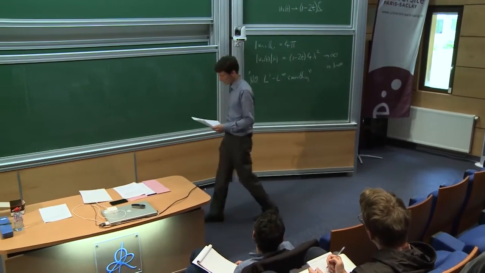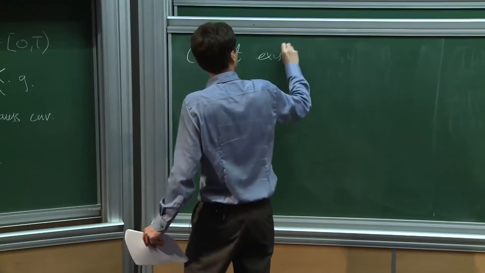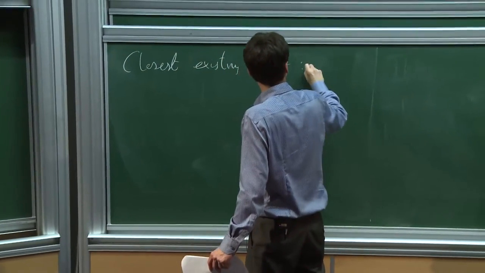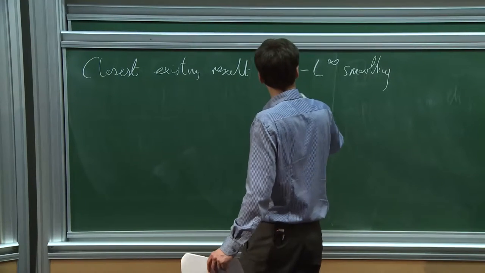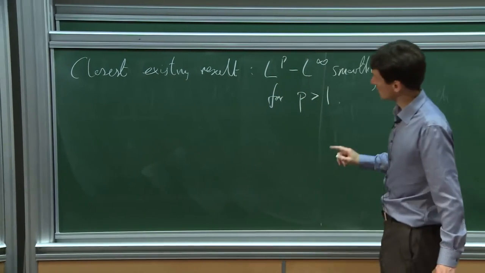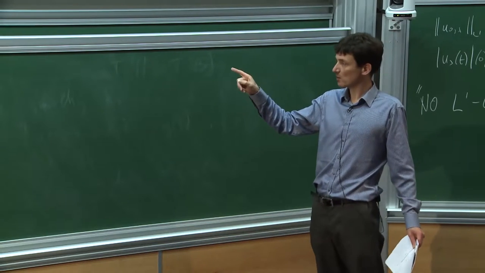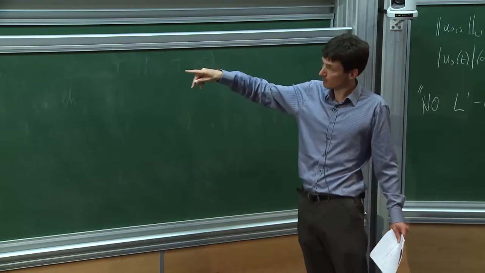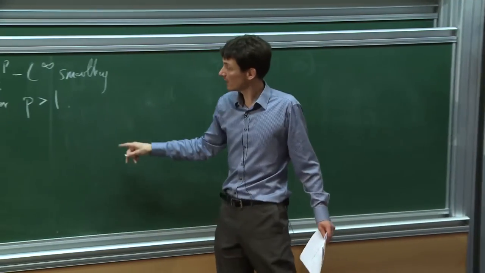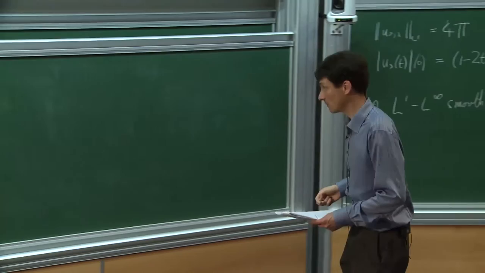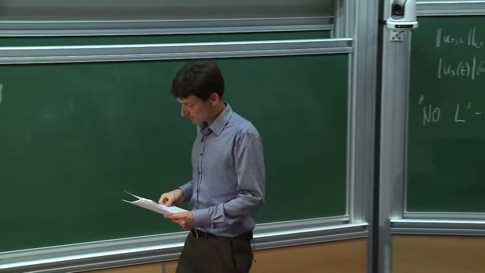But let me just say another thing that is known, which is that the closest existing result is the LP, L infinity smoothing for P strictly bigger than 1. So that is due to, not so completely clear, but there's a nice paper of De Benedetto and Diller where they use De Giorgi iteration to make this work. And there's other work of Vazquez, which may have been earlier, I'm not sure, where he uses symmetrization techniques to make this work. So you can symmetrize and then reduce to one dimension, which is then easier to handle.